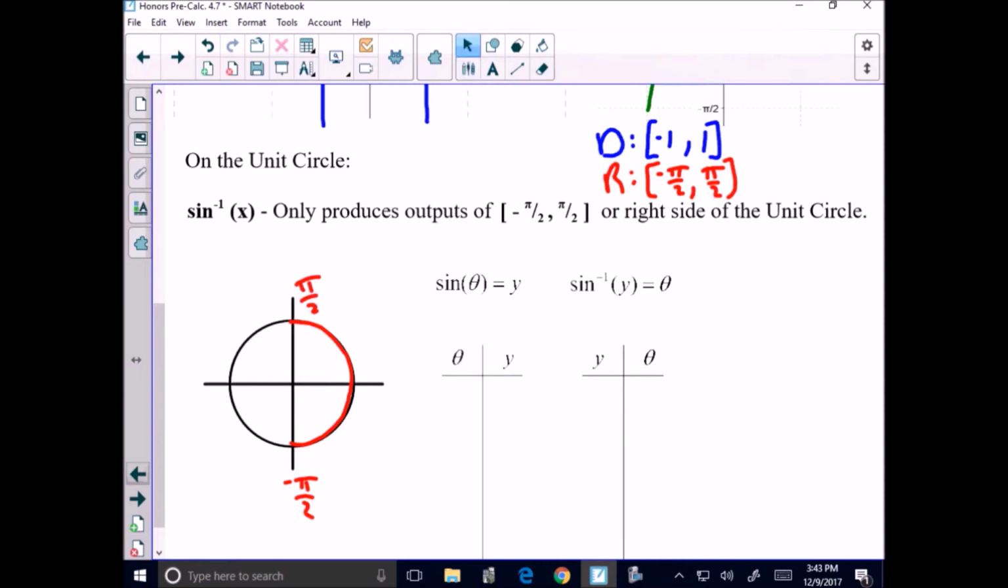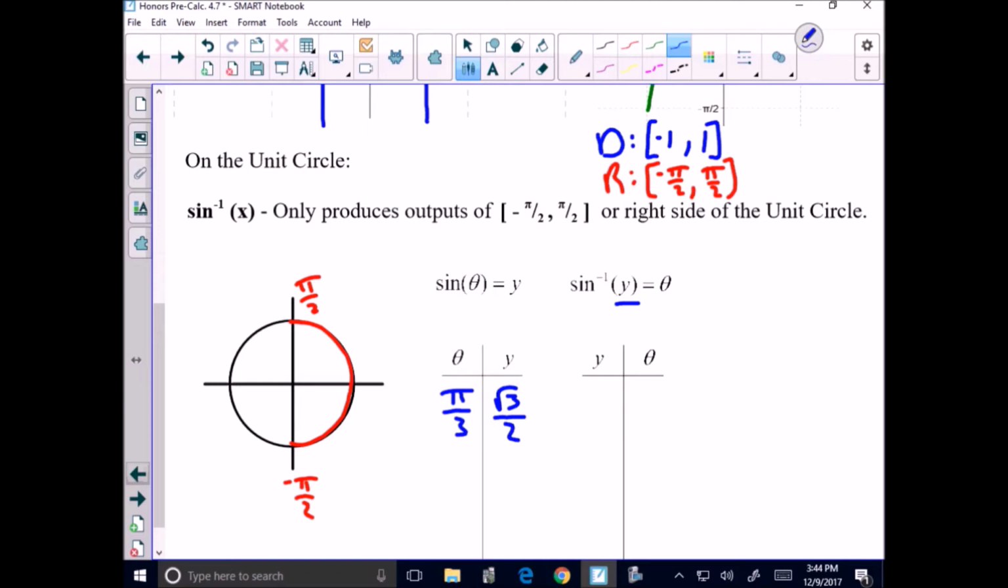Now, one way we can think about this is really what we're looking at is the least amount of rotation that will generate the vertical change or the y value. So let's think about the relationship between sine of theta equals y and the inverse of sine, which is going to take a y value and give us a theta between -pi/2 and pi/2. So right here, if we take, for example, the rotation, let's say pi/3, right? We evaluate sine of pi/3 and we get the square root of 3/2.